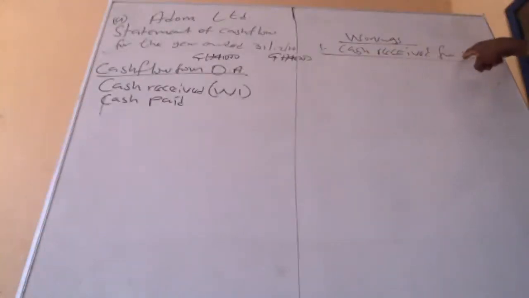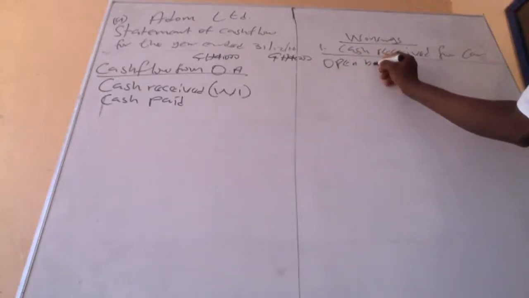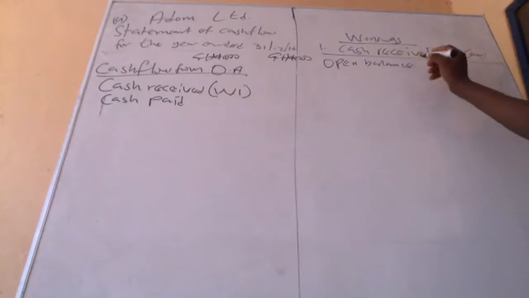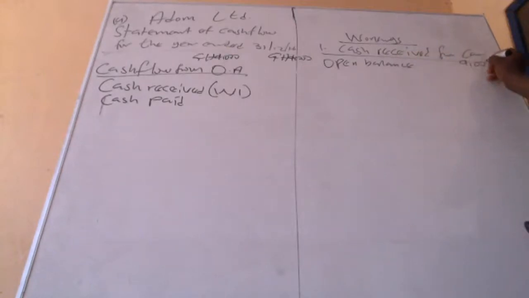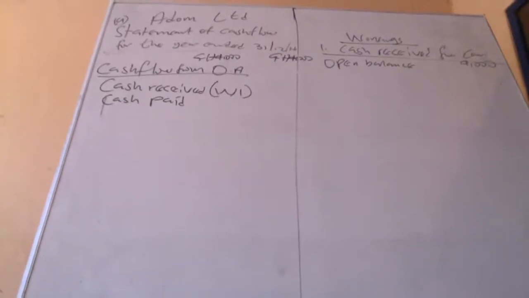Open balance of what? Cash received from customer. The customer, that's receivable. So pick the open balance of the receivable figure. What is the open balance of the receivable figure from the question?